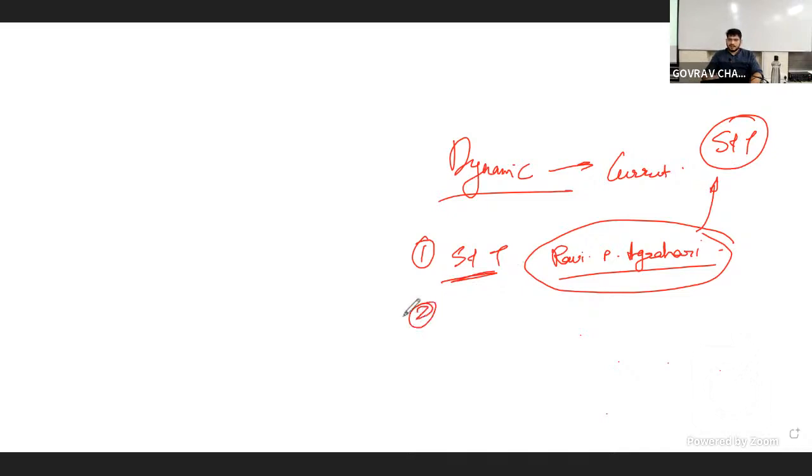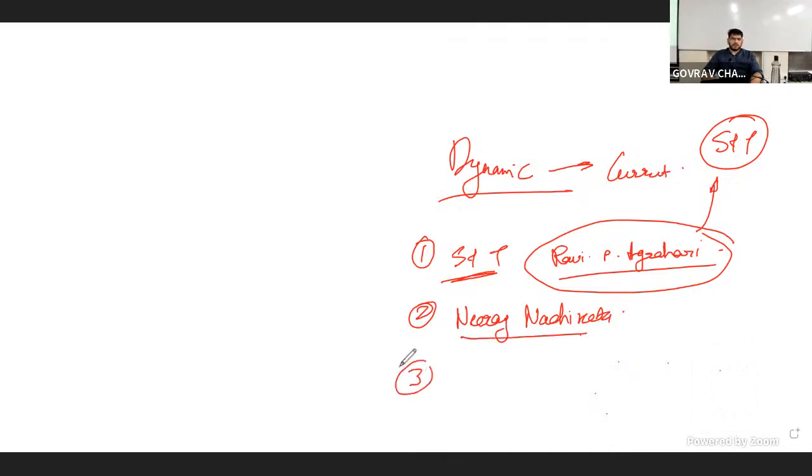Second thing, again, Science and Technology Development. Name would be same, but his name is Neeraj Nachiketa. Okay, Neeraj Nachiketa. You can take either of these books.